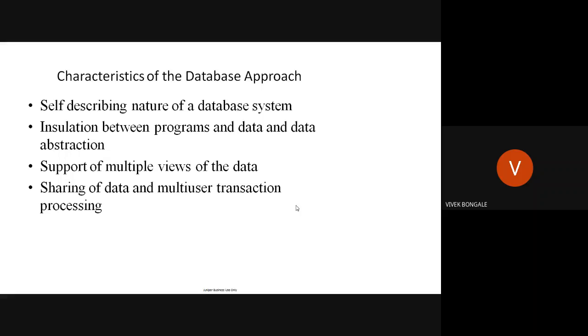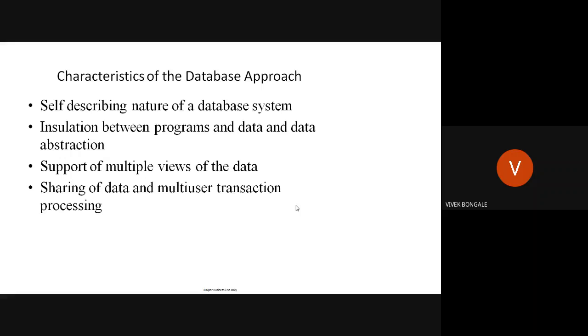First one, the self-describing nature of the database system. The most fundamental characteristic of the database approach is that the database system contains not only the database itself but also a complete definition or description of the database structure and constraints. While we design a database, we give the complete structure of the database. Complete structure in the sense that we specify the type of data we are storing in the database and what type of constraints we are adding to the database. All those things we add while designing the database system.